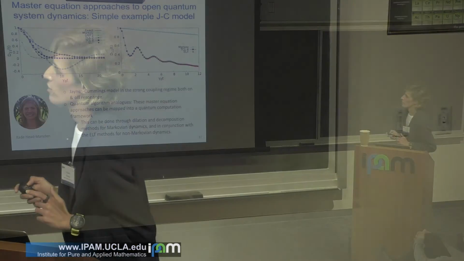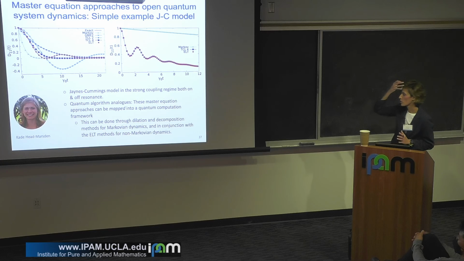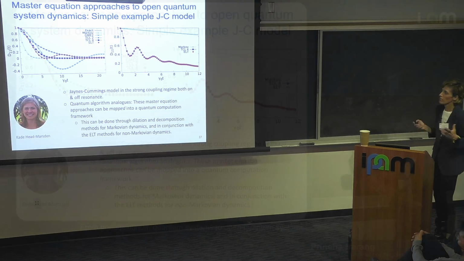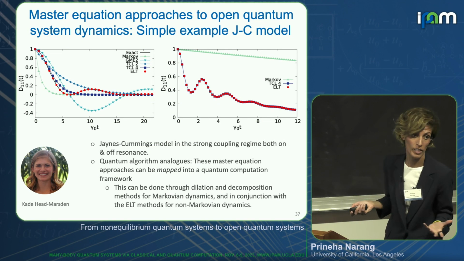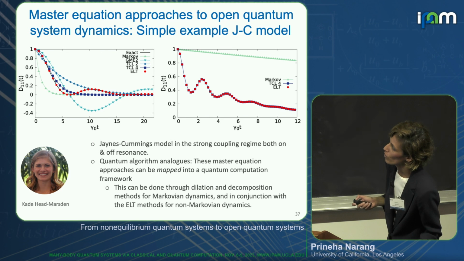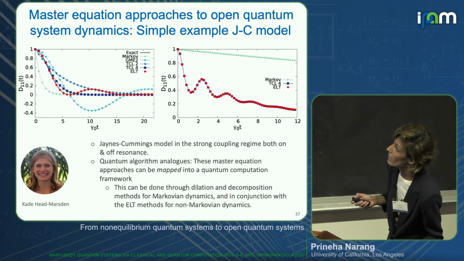Okay, so let me just show you what was done initially. You might intuitively say, well, why are we mapping this problem onto a quantum computation framework? Well, because A, we can, and we wanted to show that we can. And we wanted to show that there's some advantage to being able to do that. So let me draw your attention to the plot here. Remember I said we could do this model exactly. There's a reason for that, because we are comparing the exact and a few other methods, including TCL4 that was just brought up, and our ELT method in red.